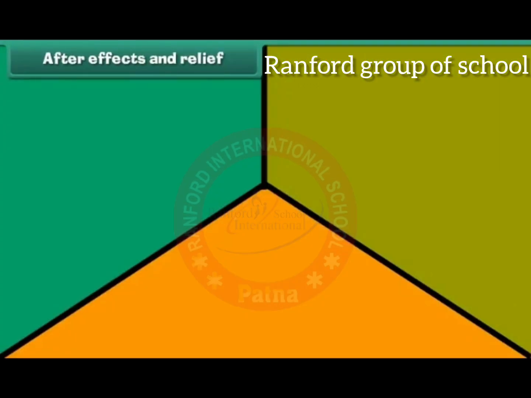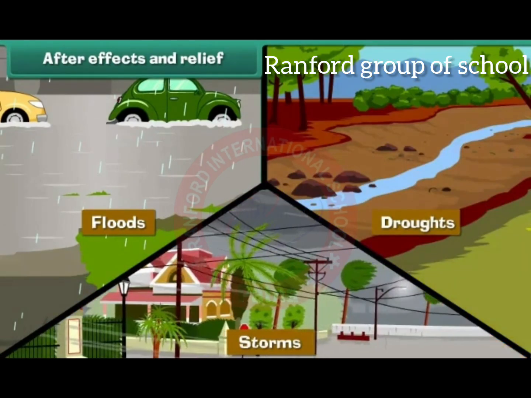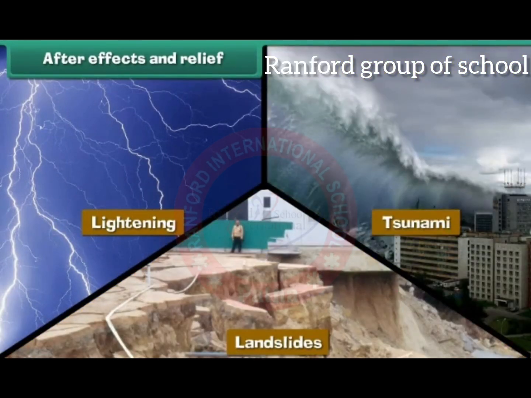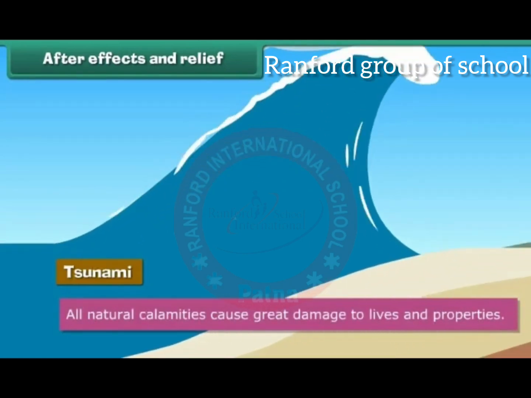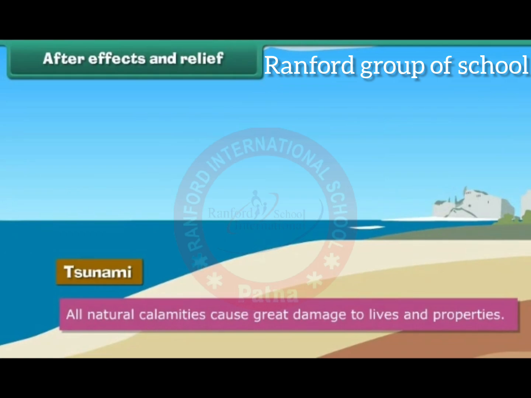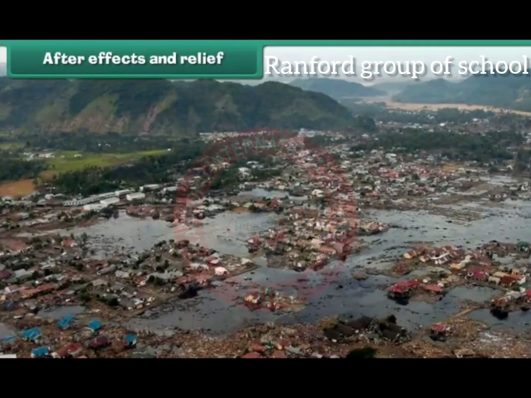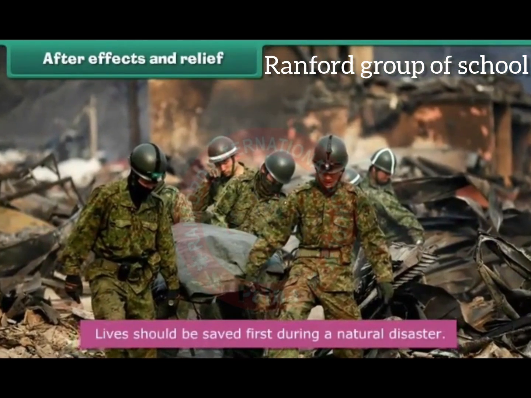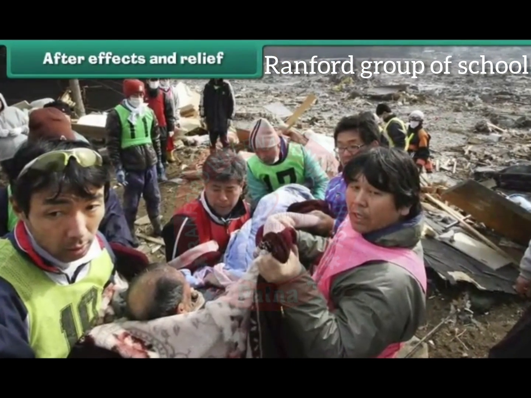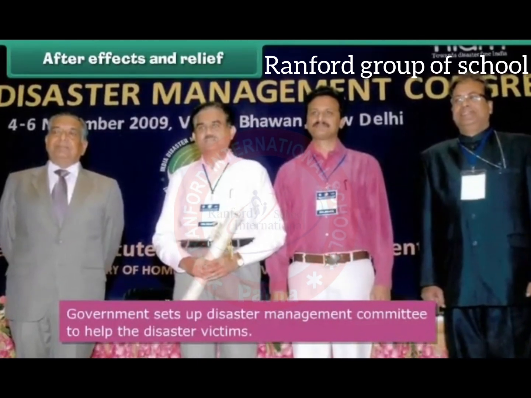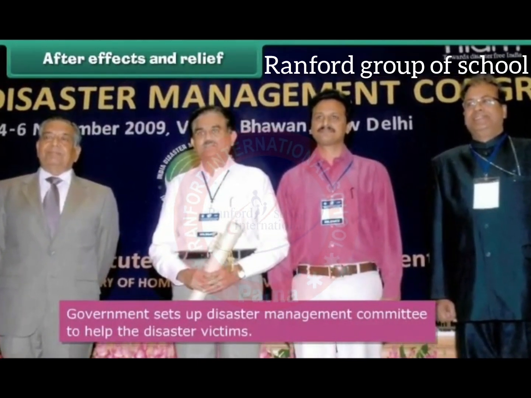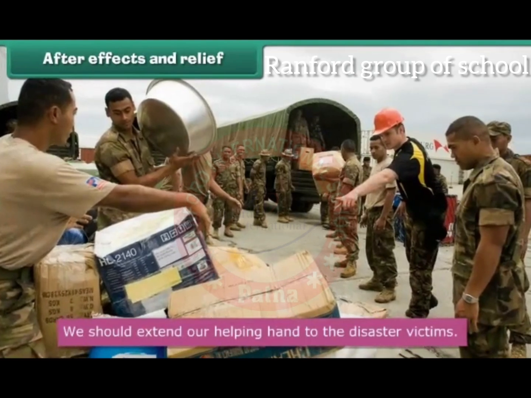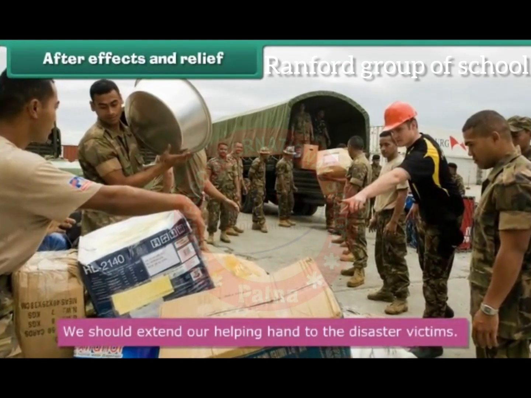After effects and relief. Floods, droughts, storms, earthquakes, lightning, landslides and tsunami are all natural calamities. They cannot be prevented. They cause great damage. This results in tremendous losses. It is very important to remember that when such calamities occur, lives must be saved first and only then should an attempt be made to prevent damage to other important things. Government also helps the calamity affected people by setting up the Disaster Management Committee. This committee helps the victims of such events. We, as responsible citizens of the country, should help the government in whatever way we can.